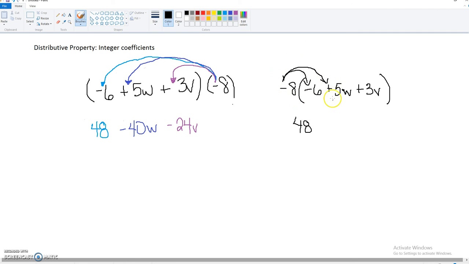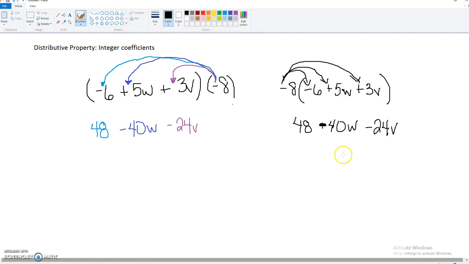Remember, distribute means you're multiplying that number that's on the outside to everything inside those parentheses. -40W, -24V.